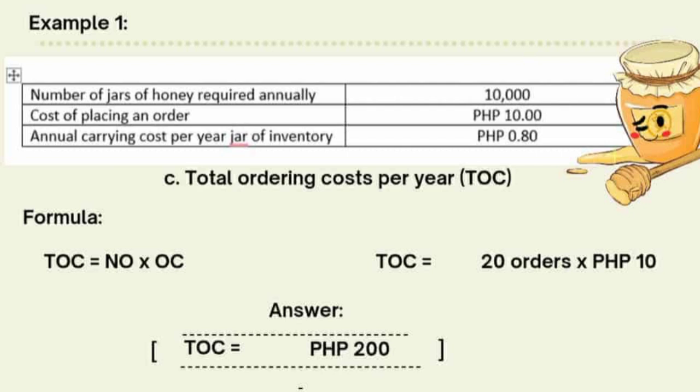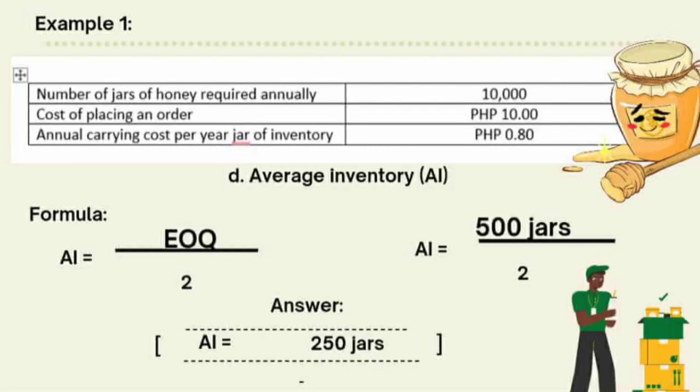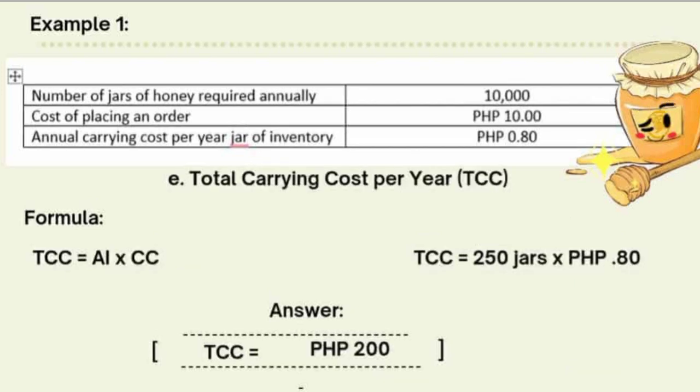Next, total ordering cost per year, or TOC, where NO is 20 orders and OC is 10 pesos. And multiply that, so our total ordering cost is 200 pesos. Next is the average inventory, or EI, where EOQ is 500 jars divided by 2. The average inventory is 250 jars. Next is total carrying cost per year, or TCC, where average inventory is 250 and carrying cost is 0.80. So we need to multiply this, so the total carrying cost per year is 200 pesos.